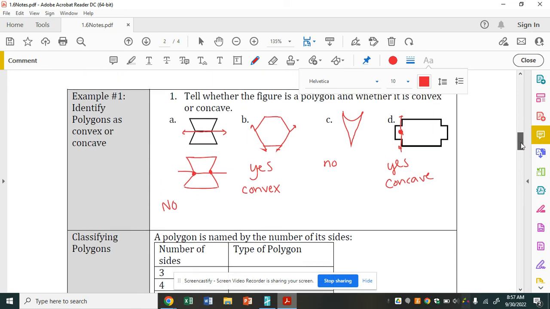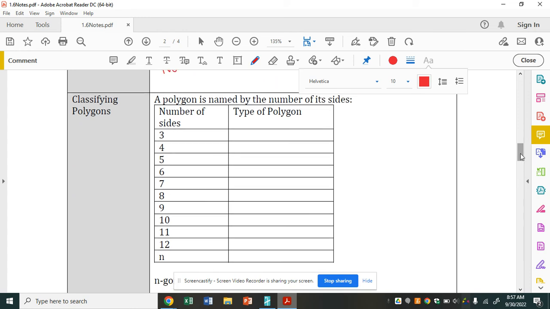Okay, so now we want to talk about what types of polygons there are. They're all named based off of how many side lengths there are. So a 3-sided polygon, we know that's a triangle. A lot of these names come from these prefixes. Those all come from the Greek language. So tri means 3. That's a triangle.